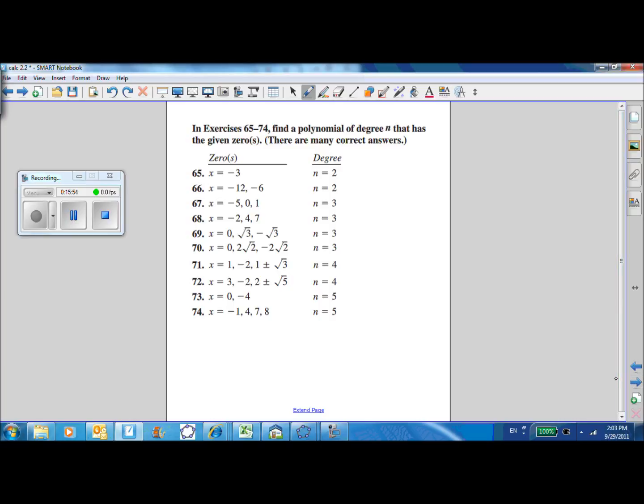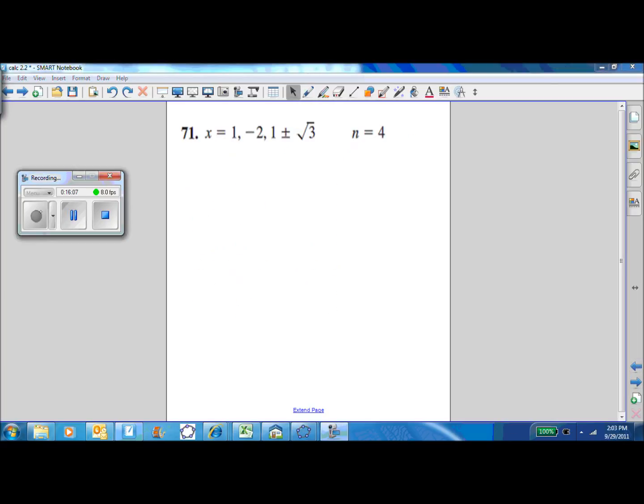Finally, let's wrap up by doing one of these problems where we have the answers and we have to come up with the question. We have to come up with what the equation is. I believe I picked problem number 71. Here's 71. We've got the answers and we want to create the equation that goes with them. It says n equals 4. Well, they happen to give us 4 roots: x equals 1, x equals negative 2, and x equals 1 plus or minus the square root of 3.